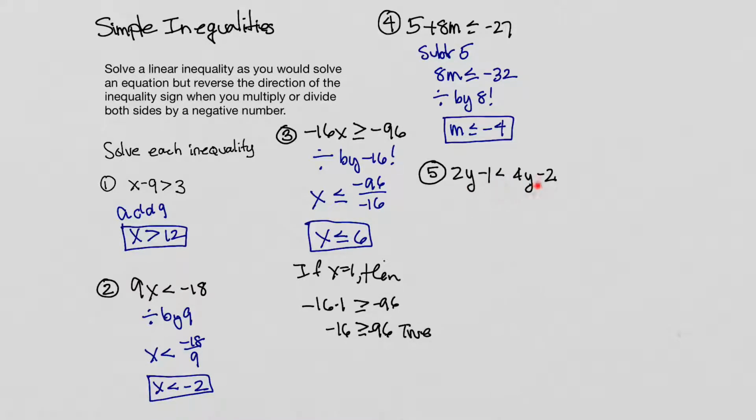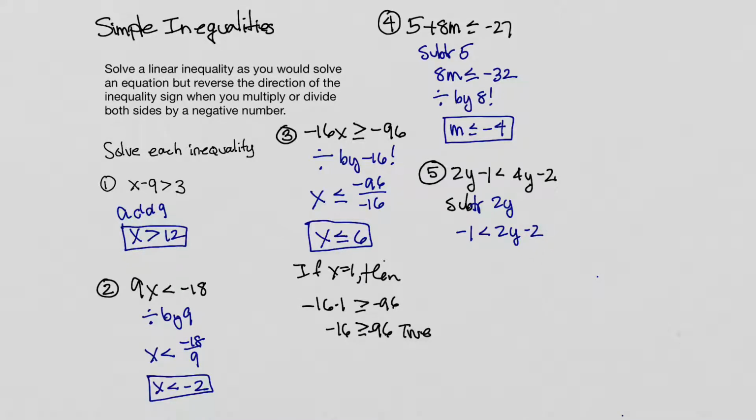What do you think about this one here? We've got y's on both sides, so because I have more y's on the right side, I'm going to get all the y's on the right side. So I'm going to start here by subtracting 2y. Doing so on the left side, 2y minus 2y is 0, so the y's are gone. We get negative 1 less than, now on the right side, 4y minus 2y is 2y minus 2. Now, let's eliminate this 2.